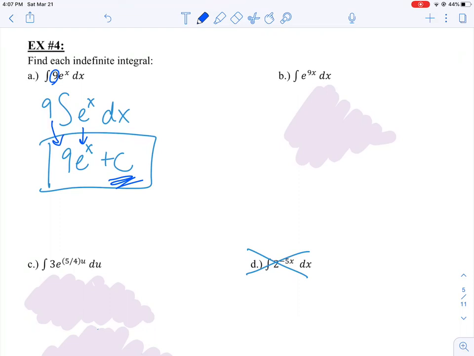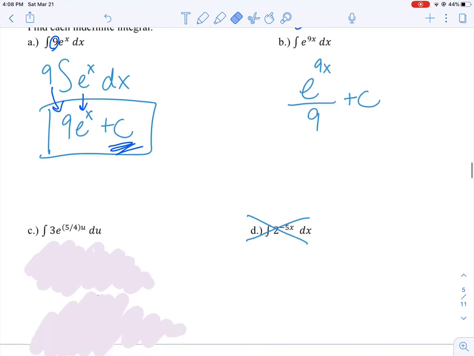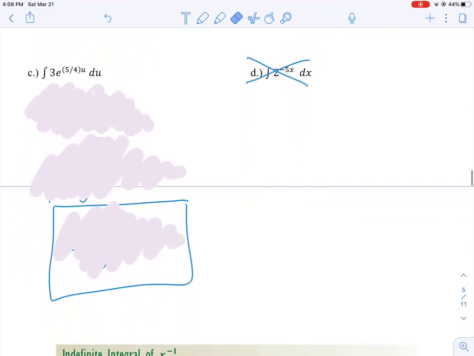All right, so b looks a little bit different. On b, 9 isn't a coefficient in the front, so I can't just ignore the 9. This looks like my second rule of e to the kx. Remember that the antiderivative of e to the kx is e to the kx divided by k plus c. So on this example, the antiderivative of e to the 9x is e to the 9x divided by that 9 plus c. Okay?